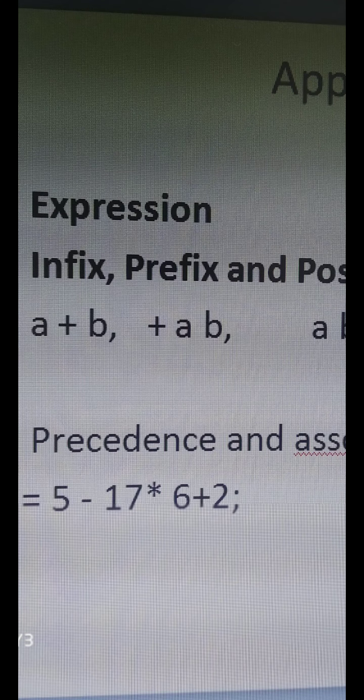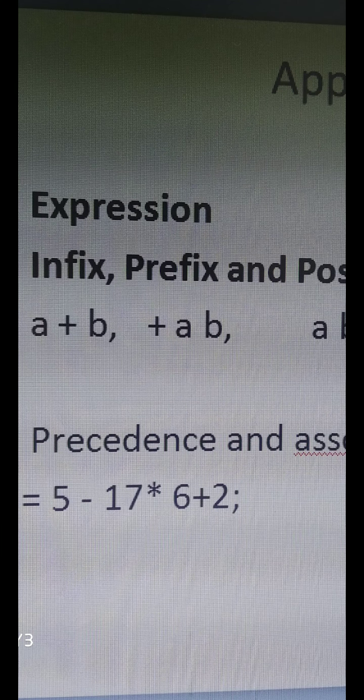Got it clear? Star has the highest precedence. First I evaluate 17 star 6. What is the answer? 102. So 5 minus 102 plus 2 is what remains. Next, minus and plus have the same precedence, which is 1. So which one do I need to evaluate? First I evaluate the minus symbol, 5 minus 102, because associativity means evaluation starts from left to right. Then I get minus 97. Next evaluate plus 2: minus 97 plus 2, the answer is minus 95.